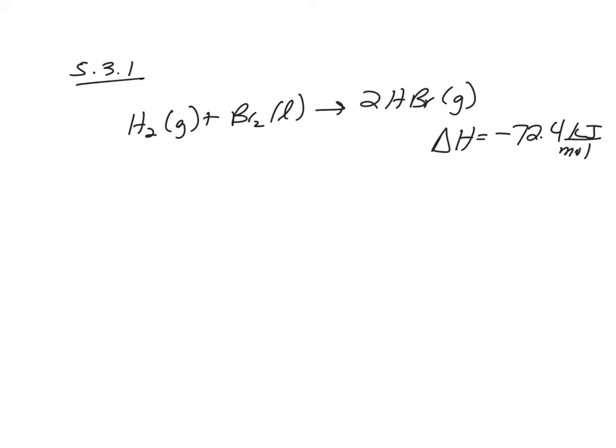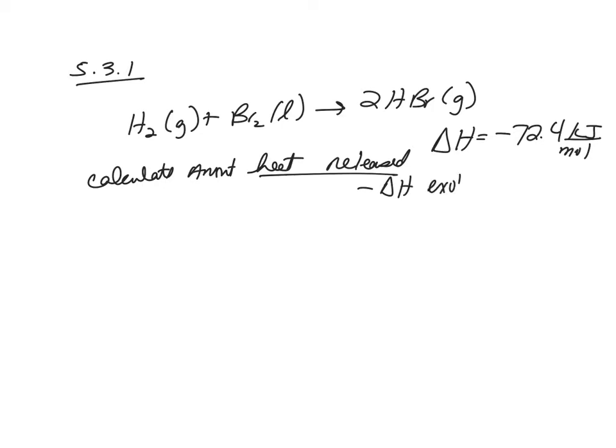Calculate the amount of heat released. Okay, so this means negative delta H. That's exothermic, so the answers might not have any negatives, as it's just implied. So we do not have to use the negative in our calculations.